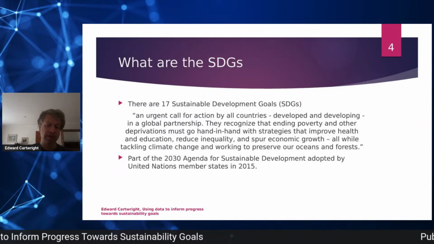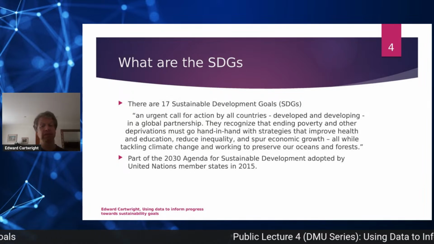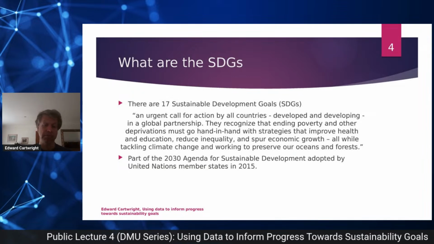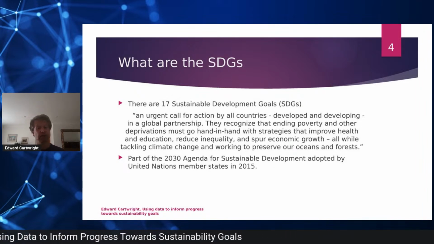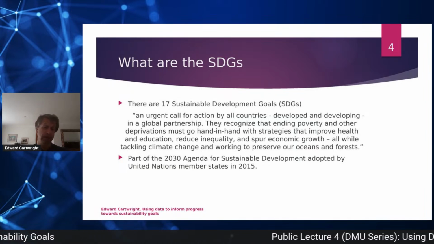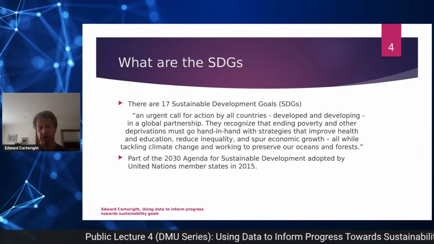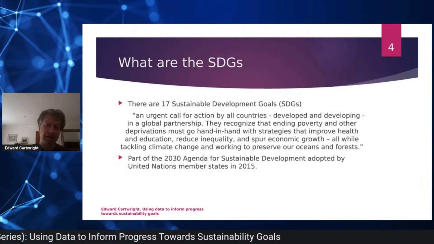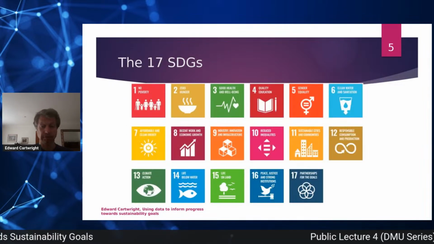And then when you look at this statement and when you look at the goals more generally, they're kind of hard to disagree with at this top level understanding. So ending poverty, but doing that alongside health, education, reducing inequality, growth, and protecting the planet and the oceans and the forests. Very important goals, but also very wide goals for society to try and achieve.